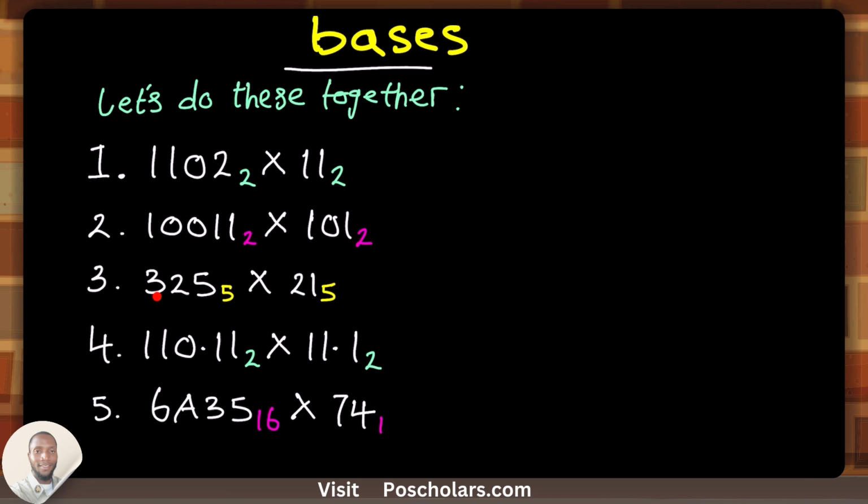Question 3 says 321 base 5 times 21 base 5. Right? Now we are multiplying in base 5. So beginning from this digit, 1 times 1, 1. 1 times 2, 2. We have not exceeded the base. That's why I'm writing it freely. 1 times 3, 3. Next digit now.